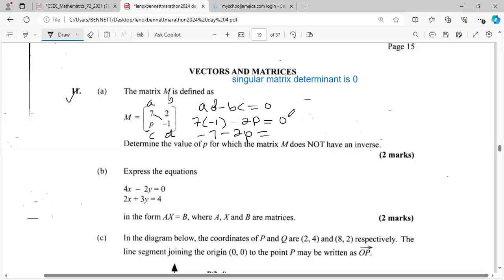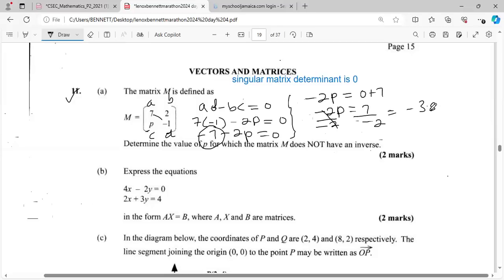So we're going to make P the subject. We add 7 because this is a minus 7, right? So we're going to add 7 to both sides. So that'll be 2P equals positive 7, because 0 plus 7 is 7. And for the last step, we're going to divide by negative 2. Why would we do that? Because we want to get P by itself. So this now becomes negative 2. And remember, what we do to one side, we do to the other side. So this is equal to negative 3.5.